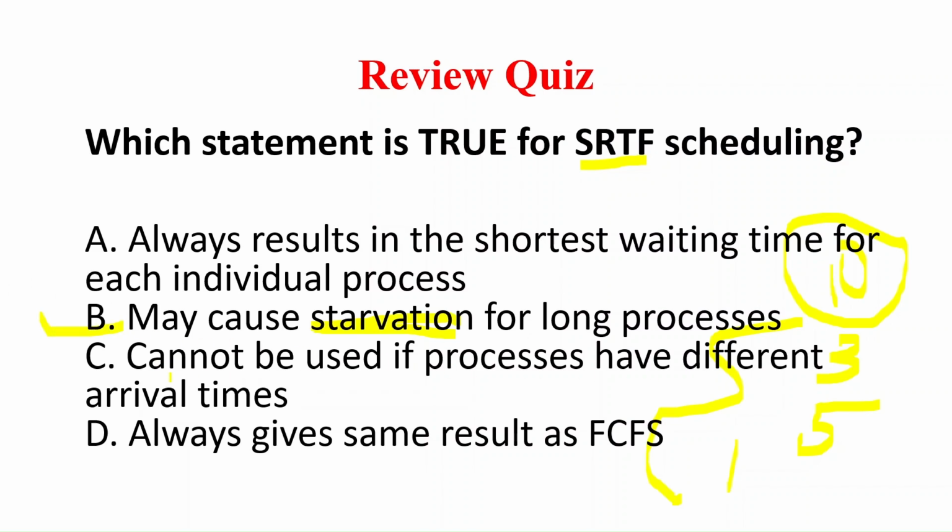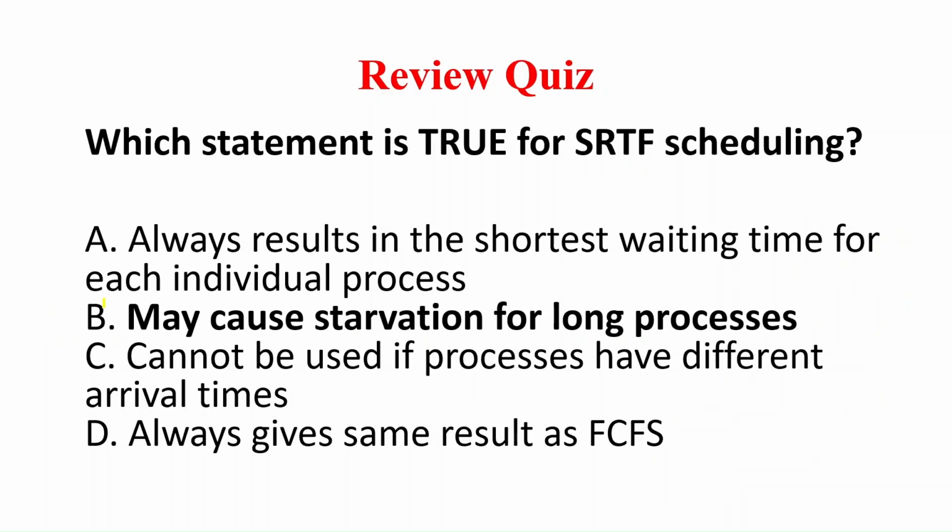Cannot be used if processes have different arrival times? No. In the previous example we discussed, each and every time a new process may arrive into the queue, and I can still analyze the shortest remaining time, because we are not using the shortest burst time; we are analyzing the remaining time to complete. So that option is ruled out. Always gives the same result as FCFS? No. SRTF is a better and optimal result-producing scheduling algorithm, but the only drawback is it may cause starvation for longer processes. So SRTF may result in starvation for longer processes. Thank you.